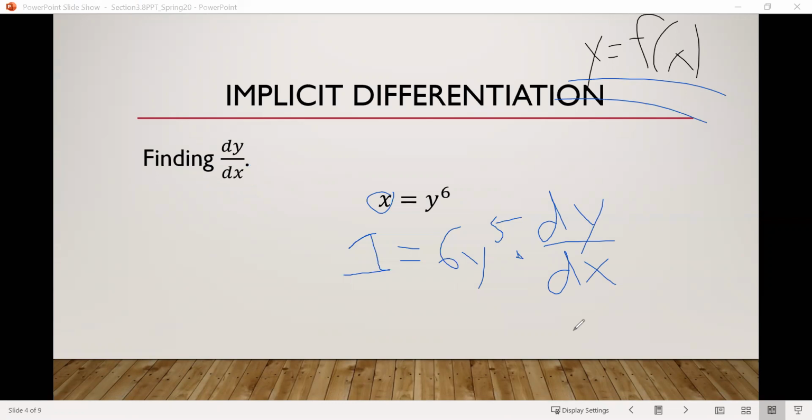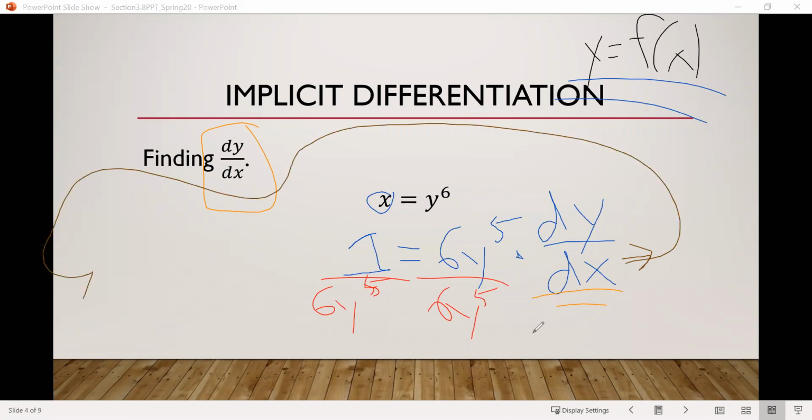And then at this point, we're trying to find dy dx. So what we need to do over here is just isolate this dy dx. We can do that by dividing by the 6y to the 5th on both sides. Okay, and what that gives us, and I'm going to write it over here because I have more room, is dy dx, the derivative of y with respect to x, is equal to 1 over 6y to the 5th. And there's our derivative.